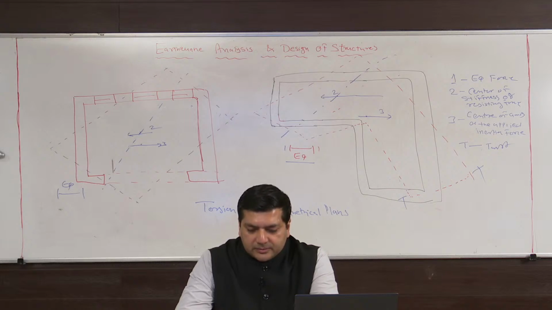However, torsion arises from the building layout when the center of mass and center of rigidity do not coincide.